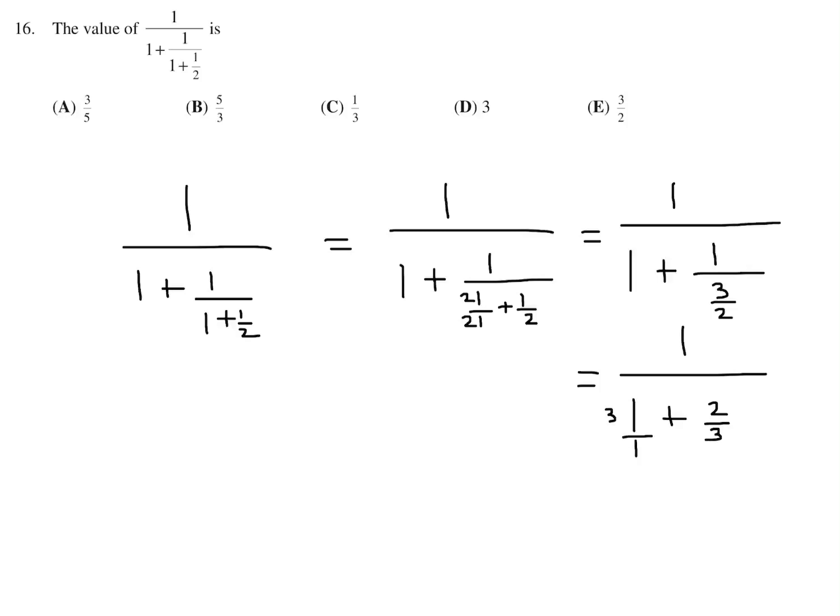Get a common denominator, 3 and 3. So this would be 3 plus 2, which is 5, over 3. And then invert and multiply, and you'd get 1 over 1 times 3 over 5, which is 3 over 5. So number 16, the answer is A.